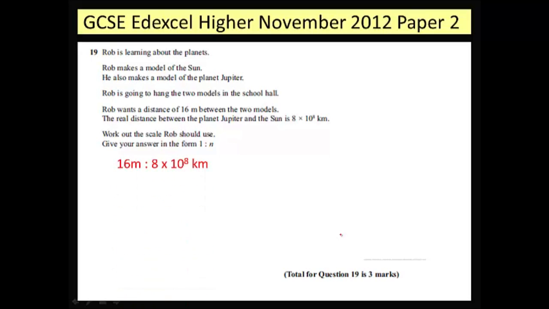So the first thing is I'm going to set this up as a ratio. 16 metres is 8 times 10 to the 8 kilometres. Be careful to include your units at this point. The next thing I'm going to do is divide both sides by 8 just to simplify things down a little bit.